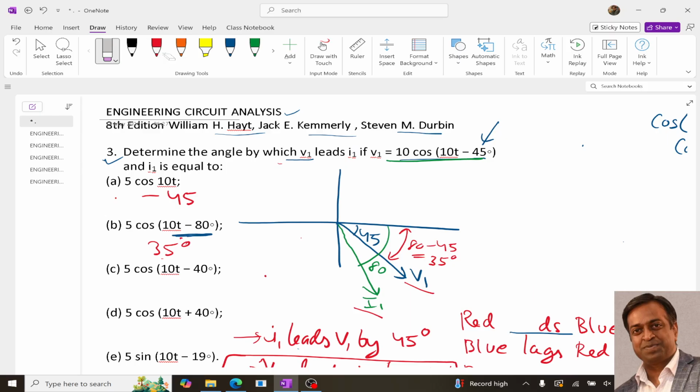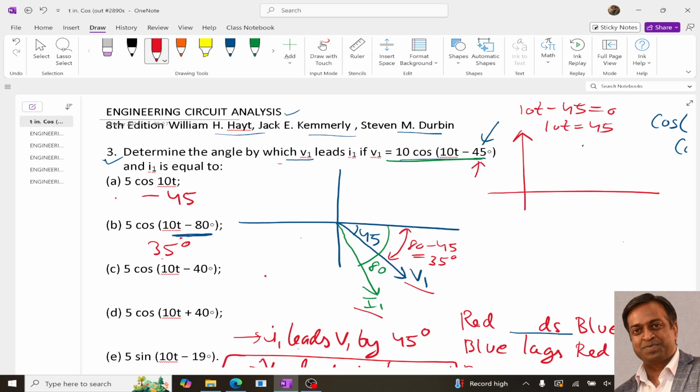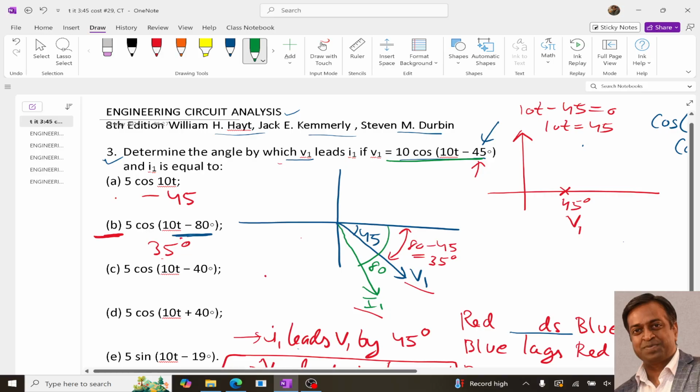So for this approach, as I told you, I will just plot. I do not need to draw the complete waveform. So for V, 10t minus 45 equals 0. So 10t is equal to 45. So it means our waveform starts at 45 degrees for V1. Now for this current, 10t minus 80 equals 0, so 10t equals 80 degrees. So our current I1 starts from here at 80 degrees, right?